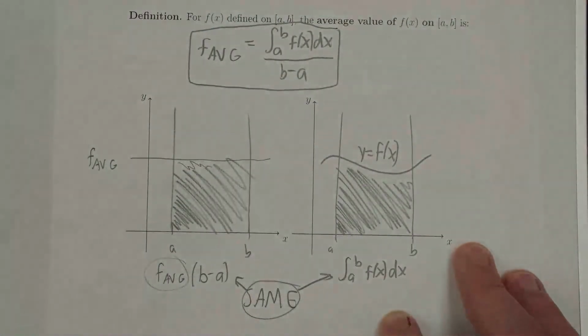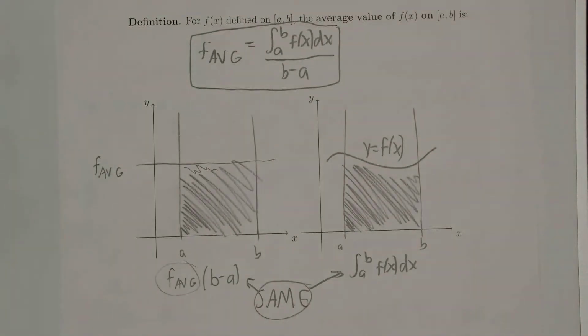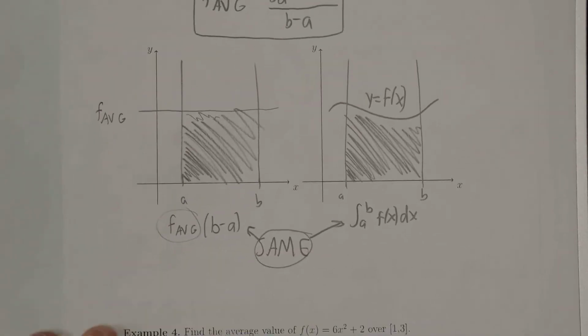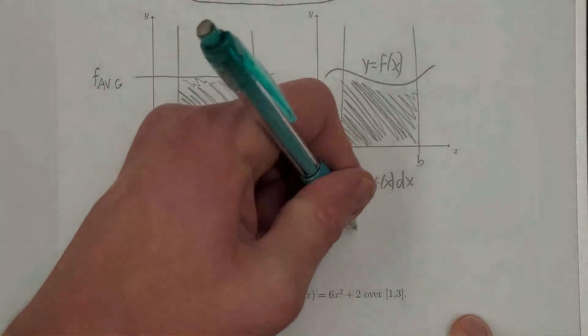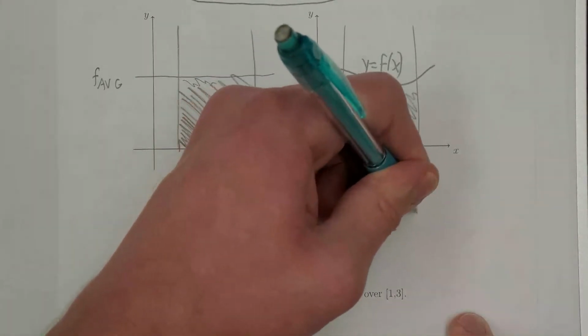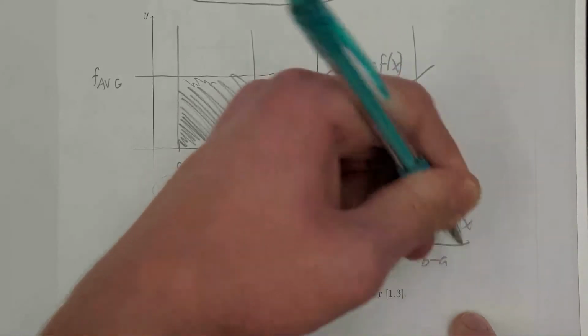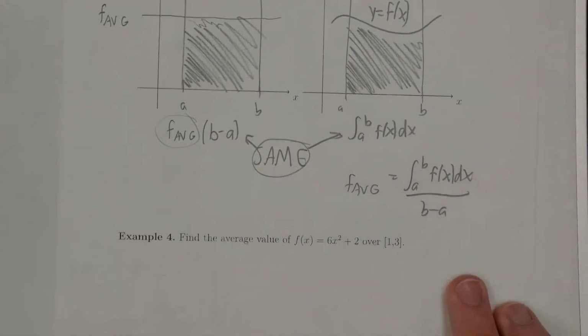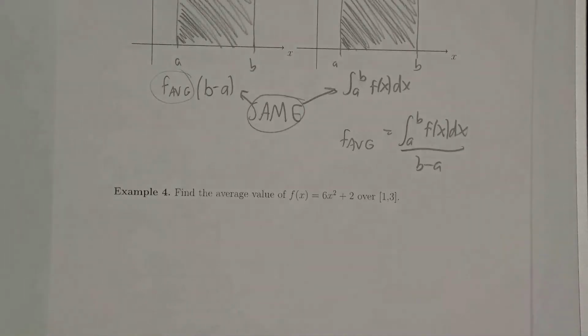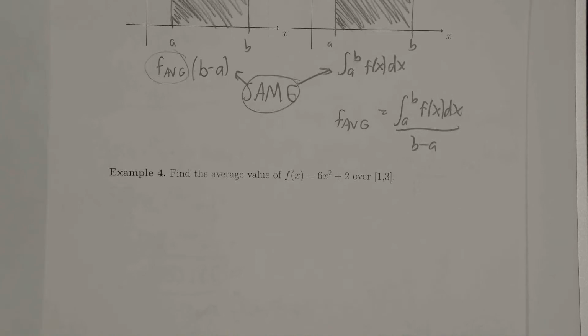Okay. So that's the intuition behind the average value function, if you want to think of it like that. And I'll also write this down here as well, closer to our fourth example. So we have f sub avg equals integral from a to b, f of x dx over b minus a. Okay? So the reason why I'm focusing on this is because not only will you see this on the homework, but there are also some interesting applications to this. So before we get into them, let's focus on example 4 first.